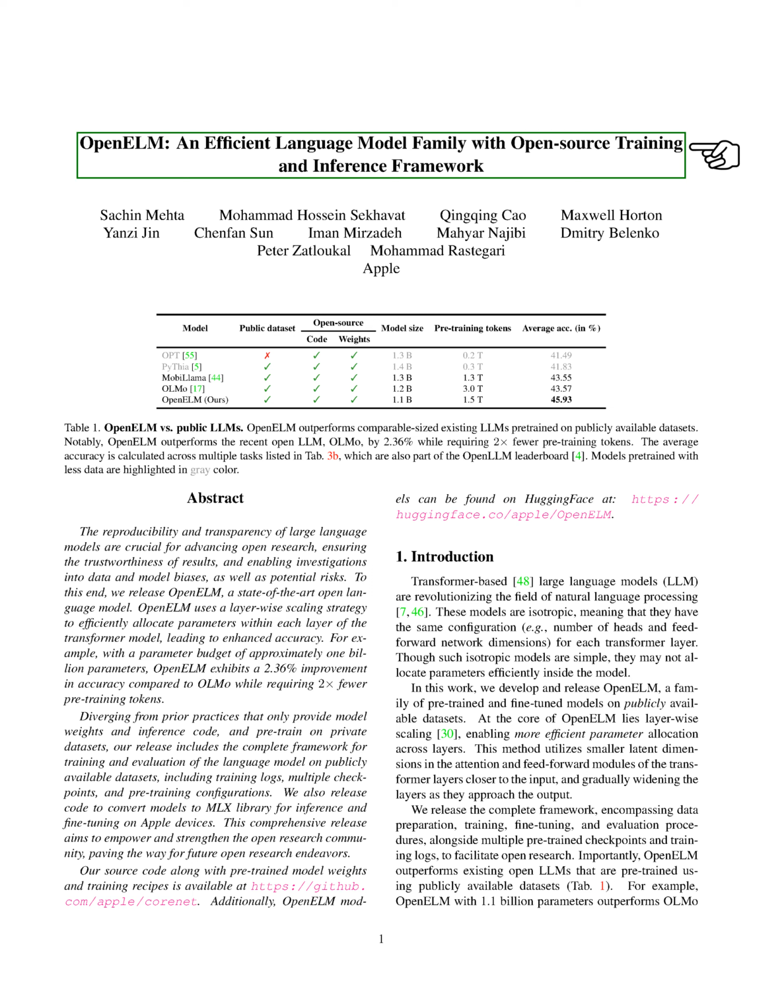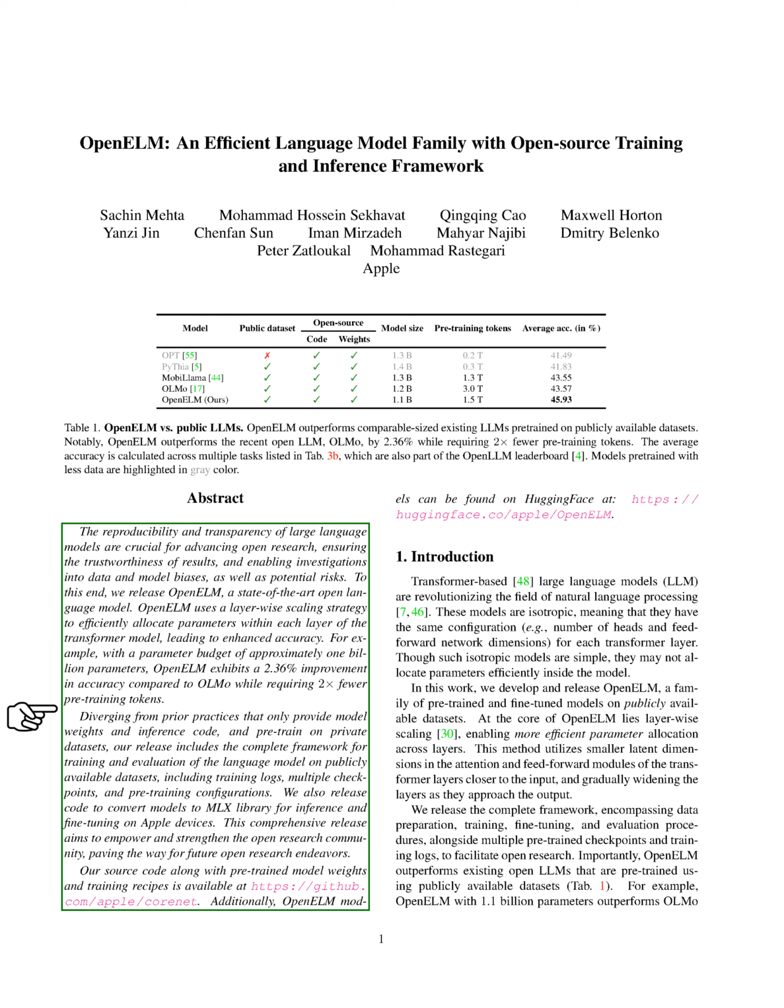Section: Introduction. In this section, we discuss how transformer-based large language models, LLMs, are transforming natural language processing. These models have the same setup for each transformer layer, which is called isotropic. While this simplicity is good, it may not distribute parameters effectively within the model. Our work introduces OpenELM, a group of models pre-trained and fine-tuned on public datasets.